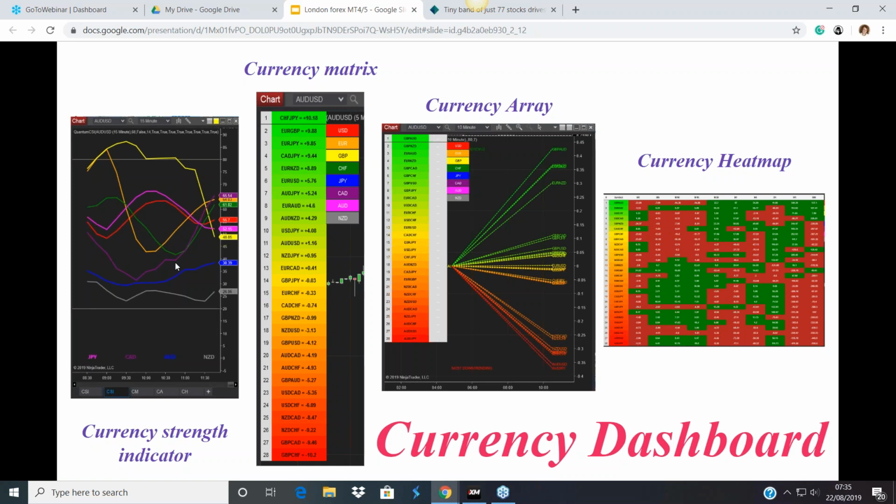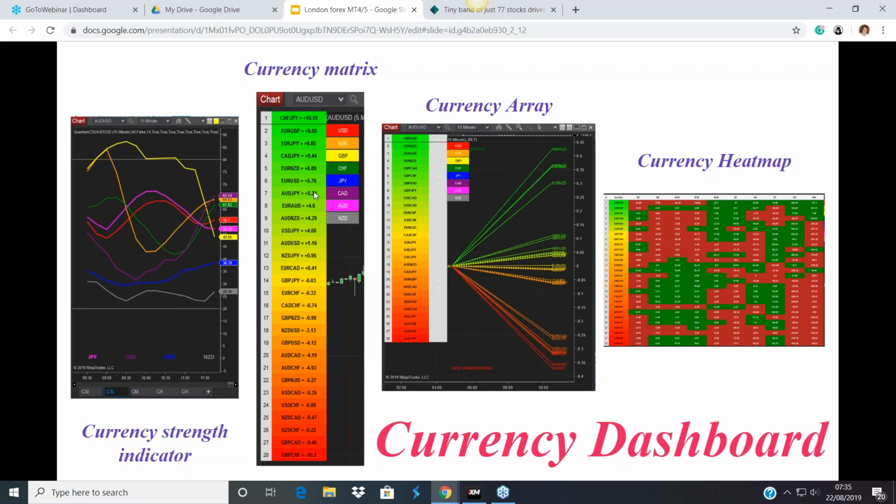It's the first step in any analysis, and I will show how this indicator works on so many levels. It not only tells you what is being bought or sold in any particular time frame, but it also tells you what is not happening in a particular currency or a particular pair.